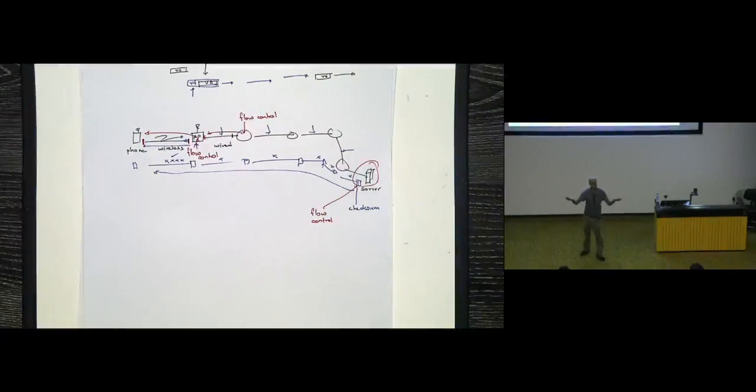So the concept is still the same, flow control. If the memory starts becoming full, we tell the other side to slow down. But now it's link by link flow control.